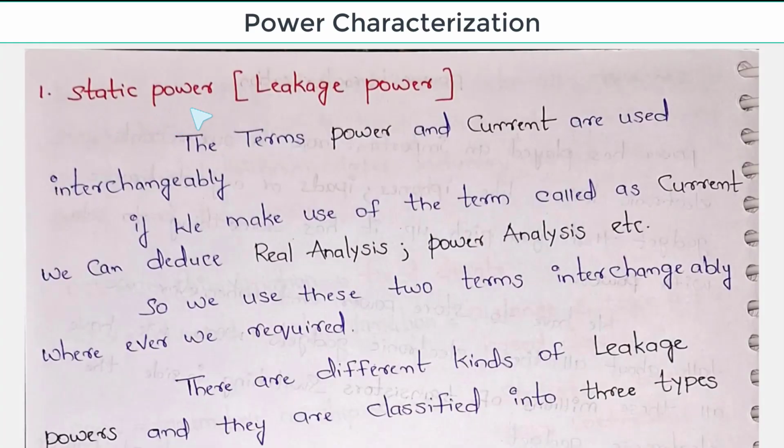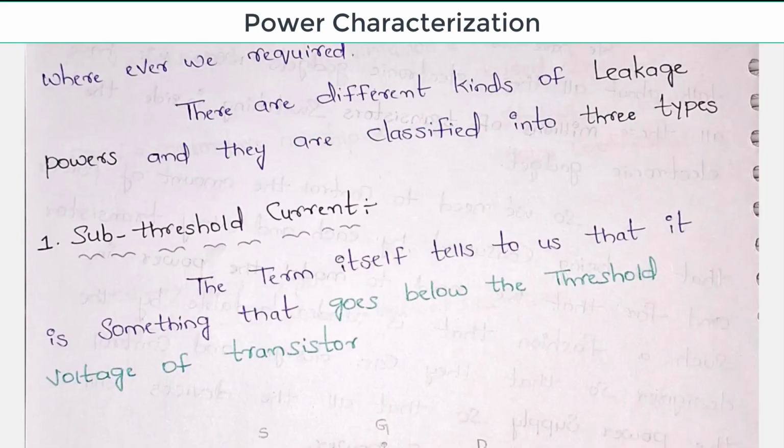First one, let us see what is static power. So static power is also called as leakage power. The terms power and current are used interchangeably. If we make use of the term current, we can reduce real analysis as well as power analysis. So we use these two terms interchangeably whenever required. There are different kinds of leakage powers and they are classified into three types. In that, let us see the first one, that is called as subthreshold current.